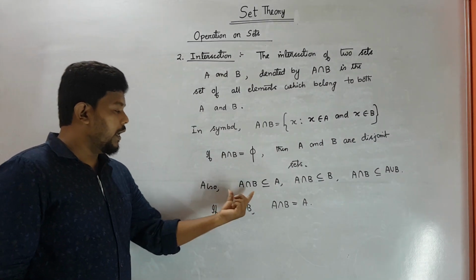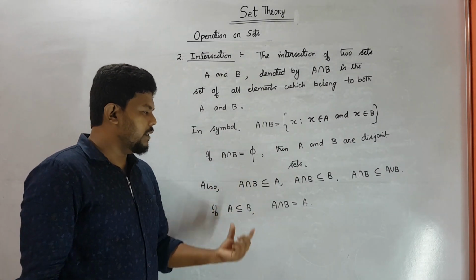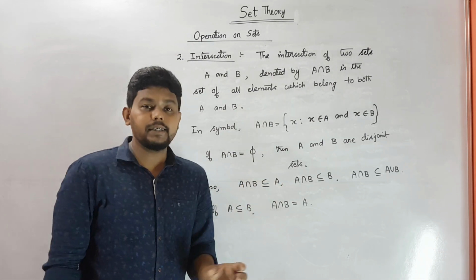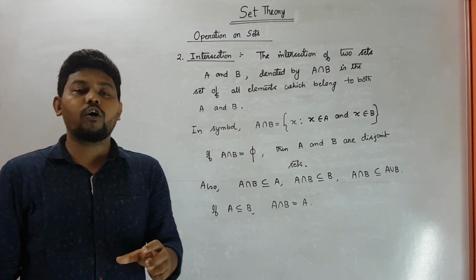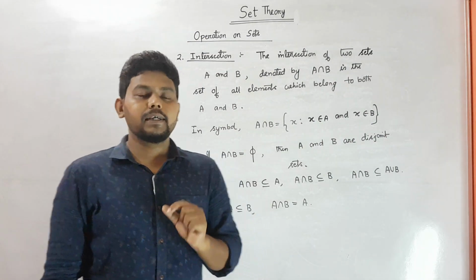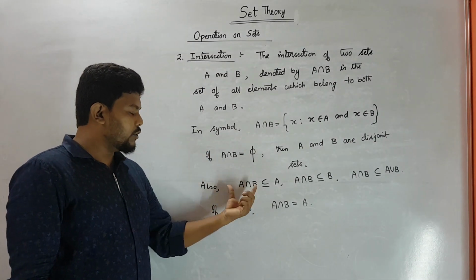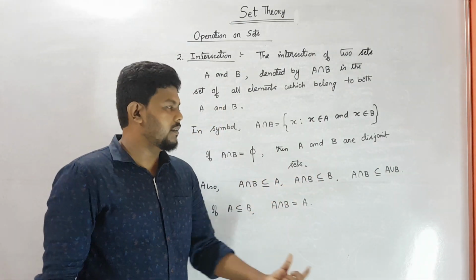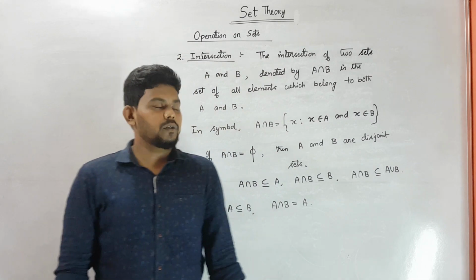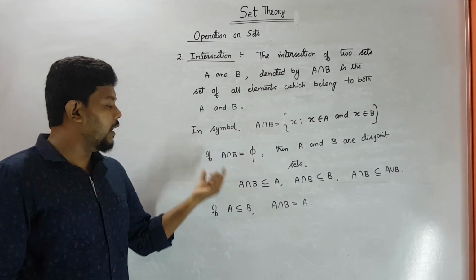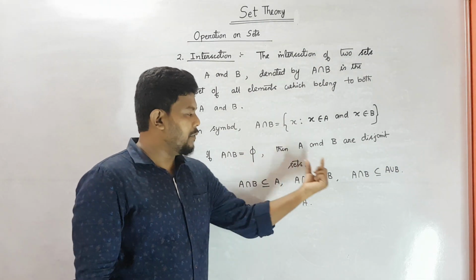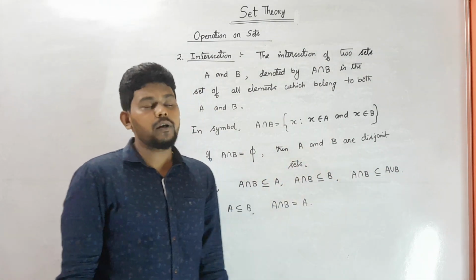Also, A intersection B is a subset of A. What is A intersection B? The set of all common elements of capital A and capital B. That's why A intersection B will be a subset of capital A, capital B and A union B. So, we can say that A intersection B is a subset of capital A, capital B and A union B.